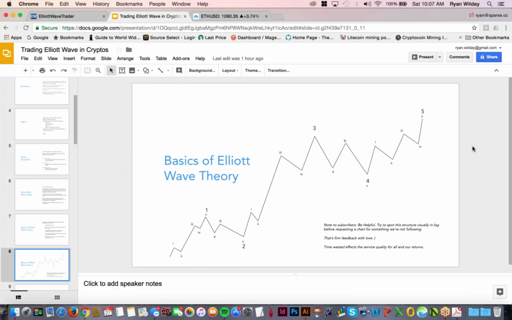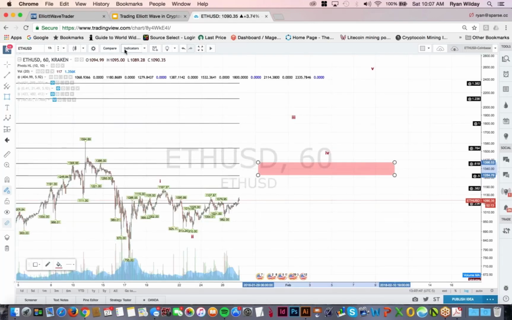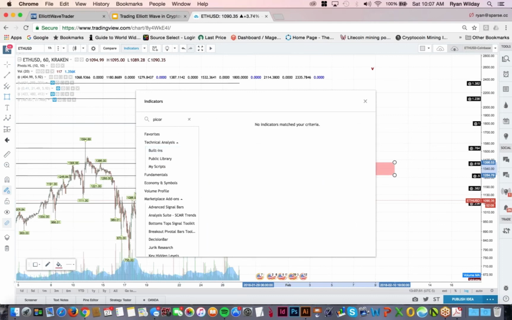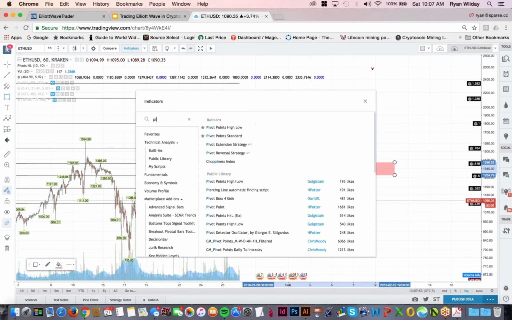How do you get the highs and lows prices on display on chart? Okay, that's simple. That is indicators. Just type in pivot, and you'll get high low. Just type in pivot and take the first one that comes up. Once you tap that, you'll get that. Okay.